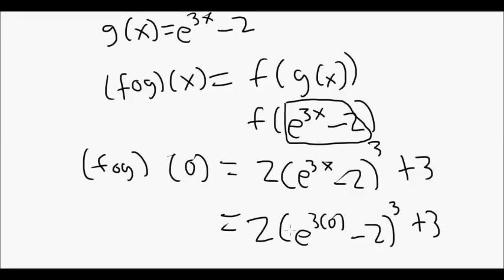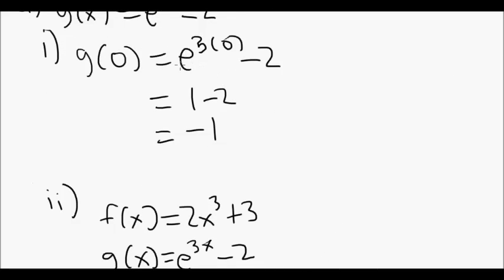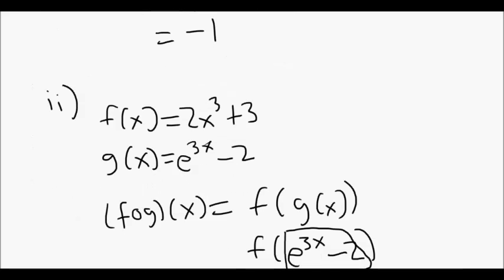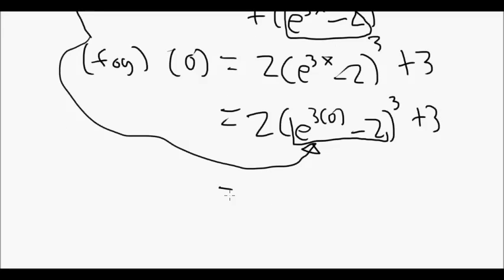Now, doesn't this expression ring a bell? Well, if we look at exactly what we did in the previous question, we can see that, hey, we just did the exact same expression, and that's just g of 0. And since g of 0 is equal to -1, we're going to bring this answer that we have found already and substitute it in for this. So we have 2 times -1 cubed plus 3.